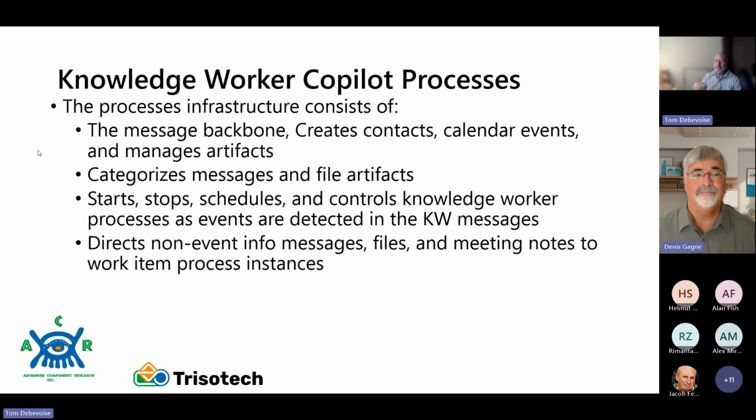There's a message backbone that creates context, calendar events, and manages the artifacts. By managing artifacts, when you send an email to someone that has an attachment, it knows the context of that email and places it into something like Google Cloud Storage. This allows us to leverage that artifact in prompts and understand what the contents of that artifact are and how it relates to the process that we're working with.